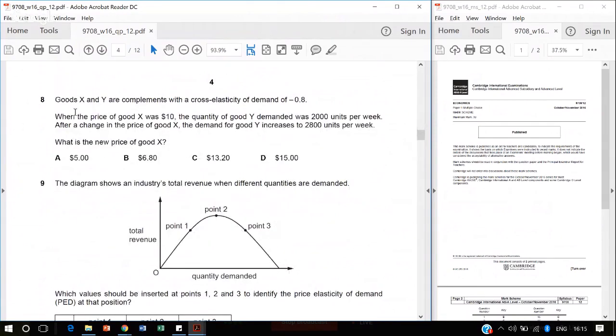Goods X and Y are complements with a cross elasticity of demand of minus 0.8. Then a maths question. What did you think? Okay.